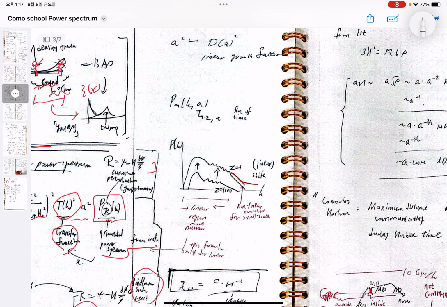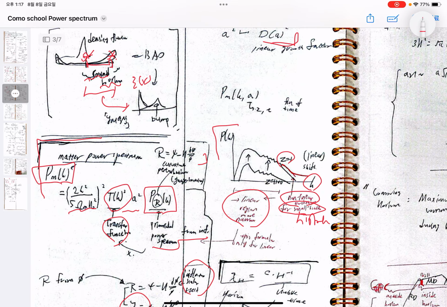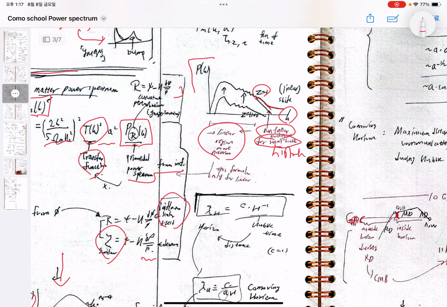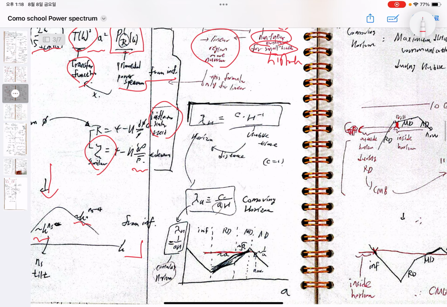There is also a linear growth factor, but I will not discuss it in detail. Such a power spectrum shifts linearly, but the linear region becomes narrow. When the redshift becomes small, in the present time, there is nonlinear evolution at small scales, which means high k. So this formula, the convolution of the transfer function and the primordial power spectrum, is only valid for such linear regions. We can plot the comoving horizon here.